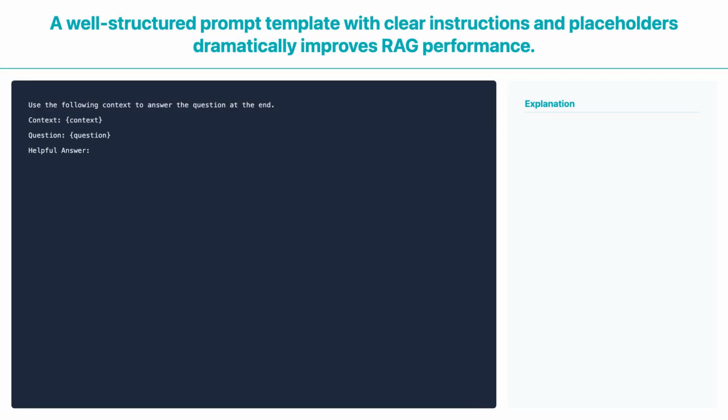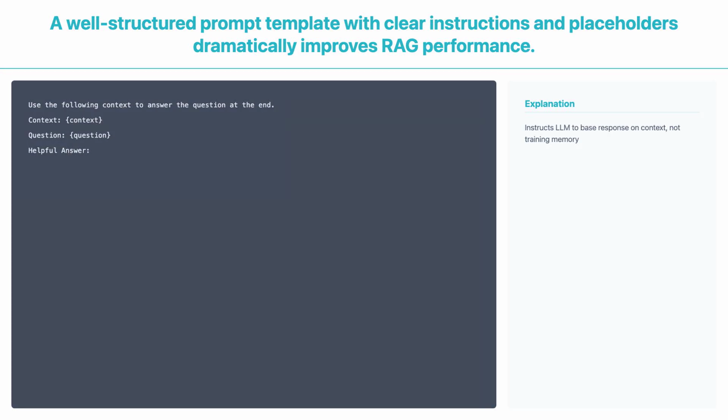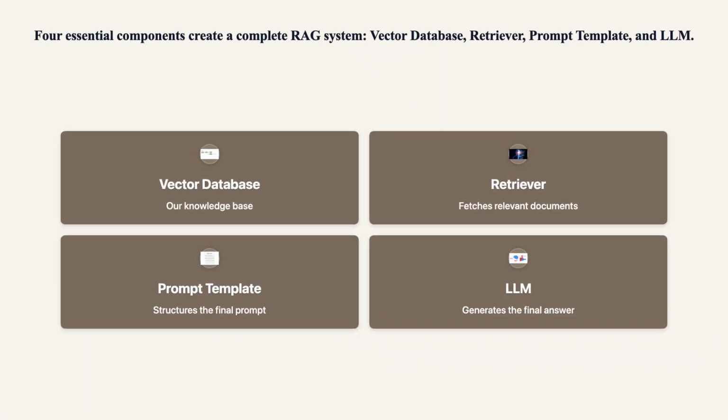Now let's use the LangChain language to connect these components into a working RAG system that you can actually build and deploy. Let's review our building blocks before assembly. We need 4 essential ingredients. First, a vector database with our indexed documents. This is our knowledge base. Second, a retriever to interface with the database and fetch relevant documents. Third, a prompt template to structure how we present information to the LLM. Fourth, an LLM to generate the final answer. These 4 components are all we need to create a powerful RAG system.